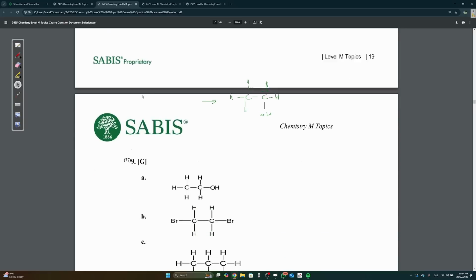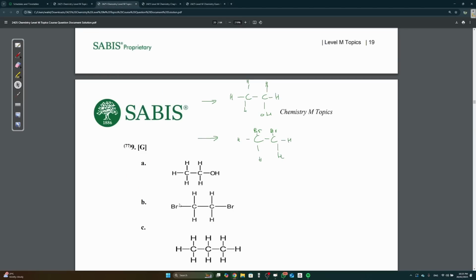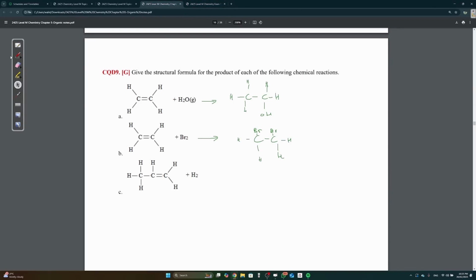Okay, let's take a look. It can be anywhere. Here, Br2 again, bromination, so it's going to be C, C, H, H, Br, Br, H, H. Or like this, it's fine, as long as they're not on the same carbon.